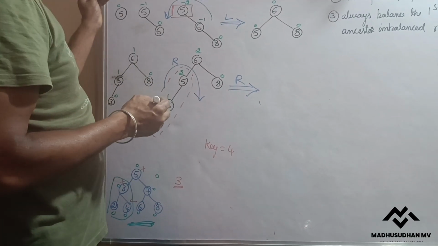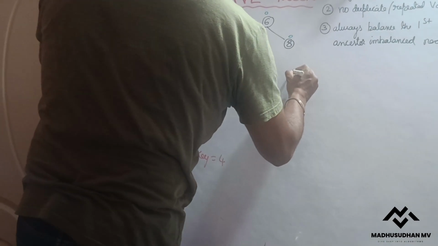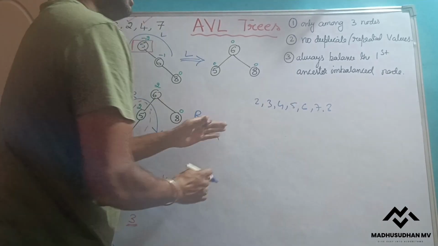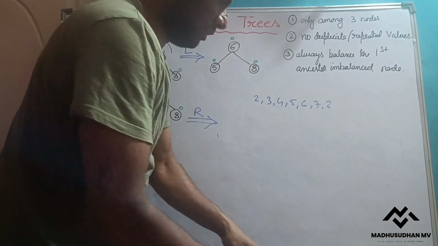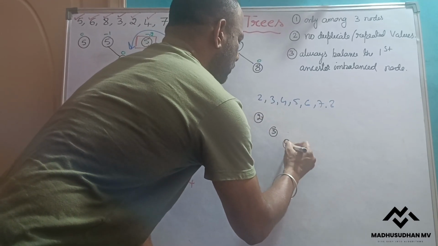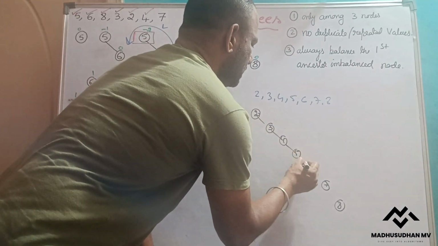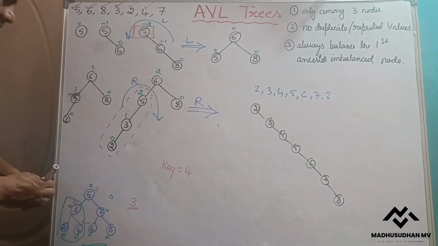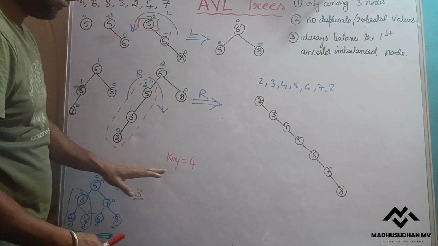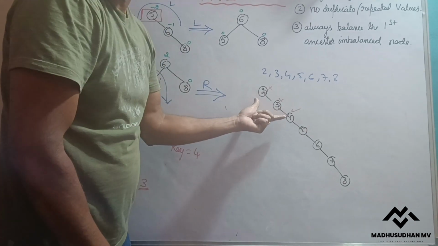But assume the elements come in ascending order itself. That means the same elements, 2, 3, 4, 5, 6, 7, 8. Now its tree will be 2, then 3, then 4, then 5, then 6, then 7, then 8. So like this it goes. Now instead of 4, let us take 3, only 3 comparisons. Suppose 4, here also 3 comparisons. First matches, not a match, matches.